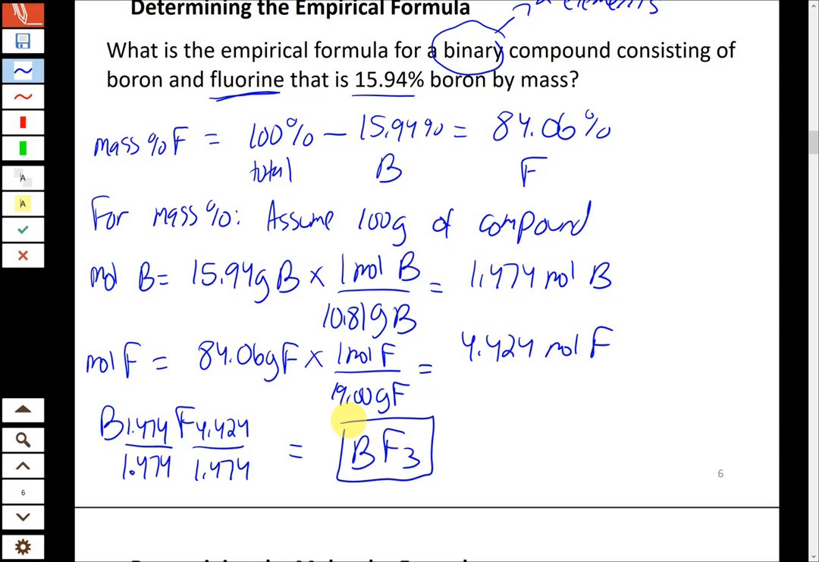All right, so it's the same set of steps. We're just using the percentages and interpreting them as masses out of 100 grams in this case. So it works really the same way. Okay, so any questions so far? So that's how we get the empirical formula.